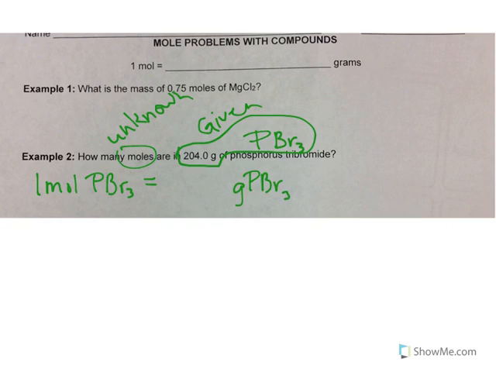So now we need to get our calculator and our periodic table and add them up. So phosphorus is 30.974 plus 3 times the mass of bromine, which is 79.904. That gets us 270.686 as our molar mass. All right, so let's set up our grid.